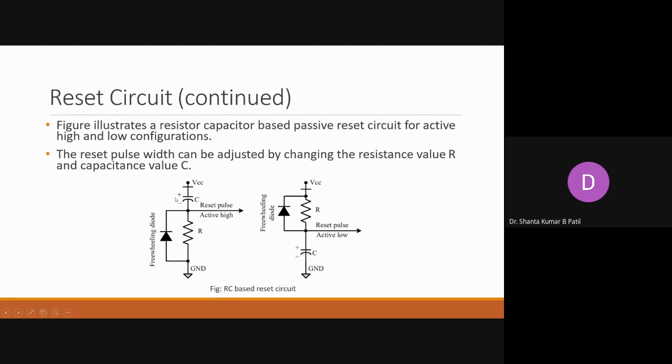Once you close the reset button, there will not be the clock cycle to the reset pin of the processor. If there is no clock cycle to the reset pin of the processor, the program or the system gets restarted and it begins the execution from the beginning. This is how the reset circuit works.